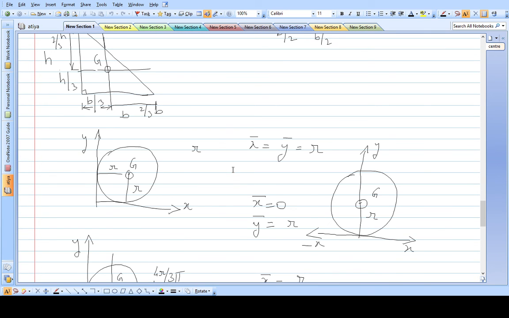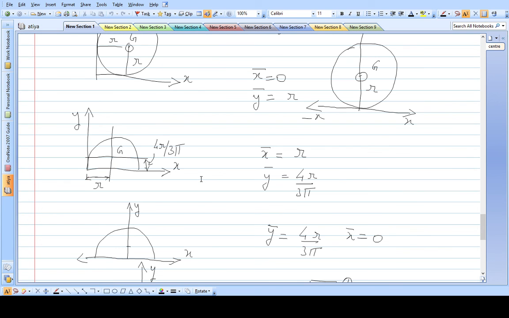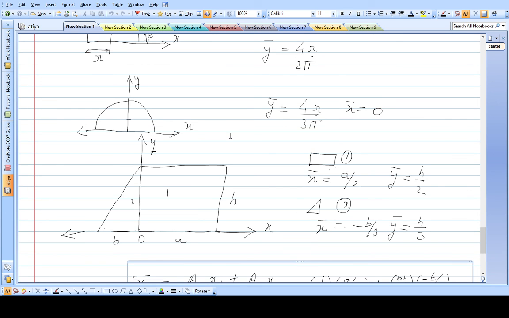For the circle, it is located at the radial distance from the center. Then for the semicircle, the centroid is located at 4r by 3 pi, and in the x direction at a distance r.